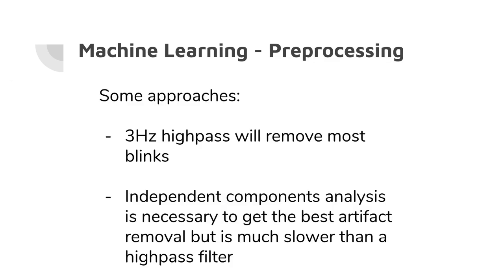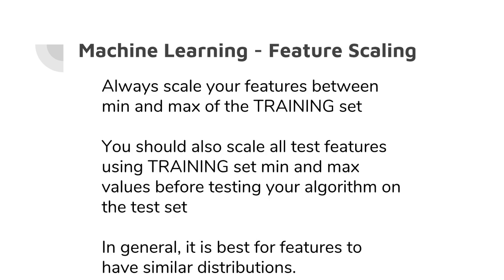So in terms of pre-processing, as I mentioned, a 3 hertz high pass will remove most blinks. Independent components analysis is necessary to get the best artifact removal. Feature scaling is incredibly important. Always scale your features between the minimum and maximum of your training set, to be specific, because you want to make sure that it's consistent with regards to your test set, so that your test set is scaled the same way that your training data is, so that your algorithm will classify it correctly.